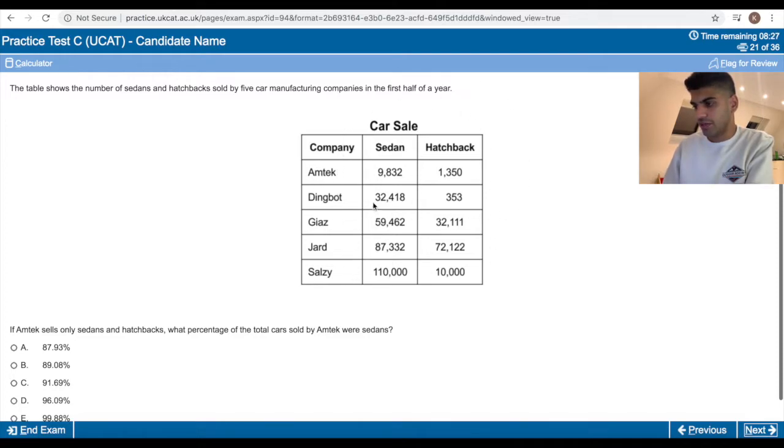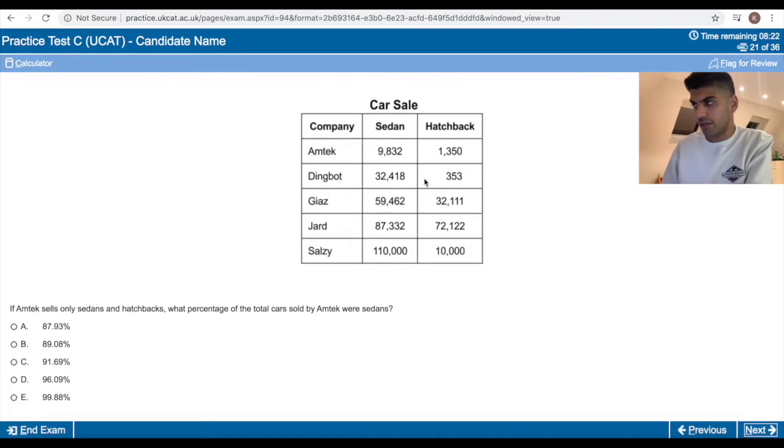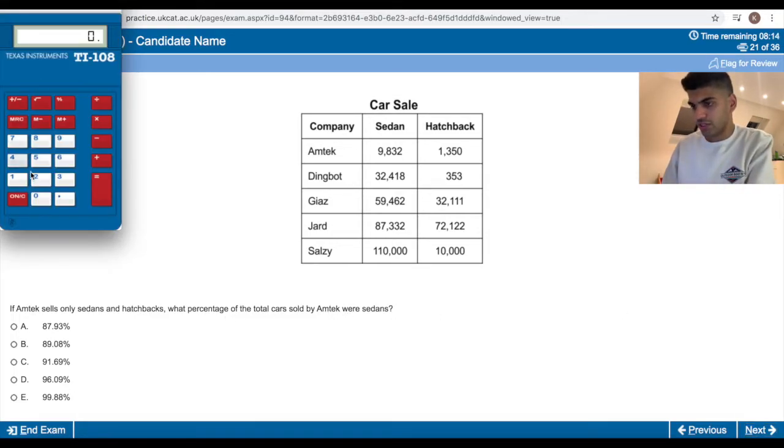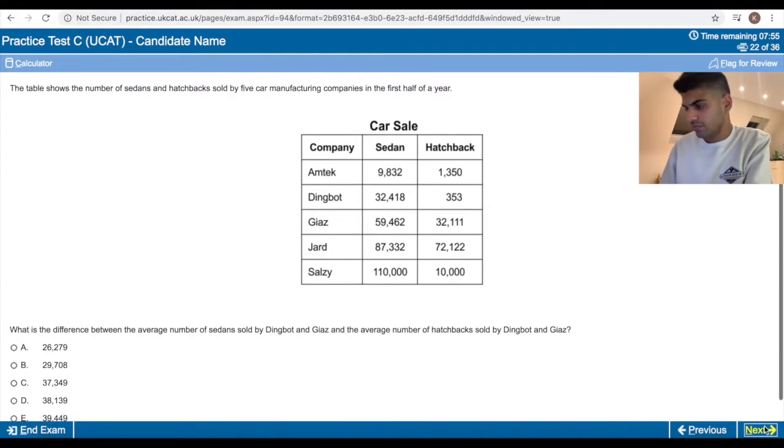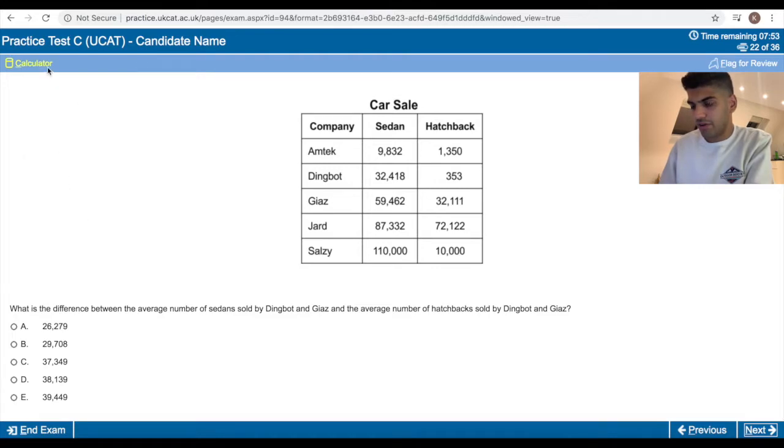So if Amtec sells only sedans and hatchbacks, so this is a new set on car sales. Okay, different companies, different types of cars. What percentage of total cars by Amtec were sedans? Okay, so that's just the total, which is 9832 plus 1350. That's 11182, so bear that in mind. 11182. That's 87.9%. It saves me writing it down if I bear it in my mind.